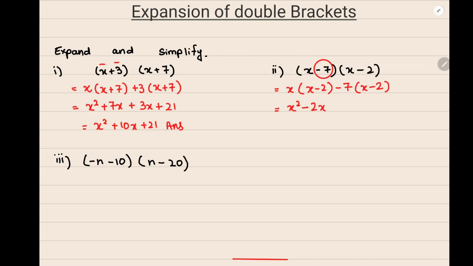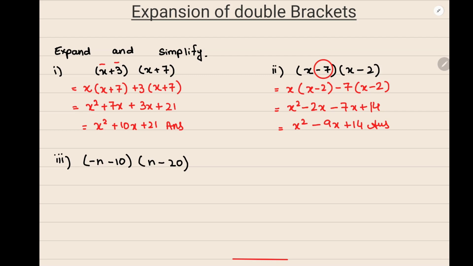Now x squared, negative 2x. Now negative 7 into x is negative 7x. Negative into negative is positive, and 7 twos are 14. So it would be x squared negative 9x and plus 14. This will be our answer.